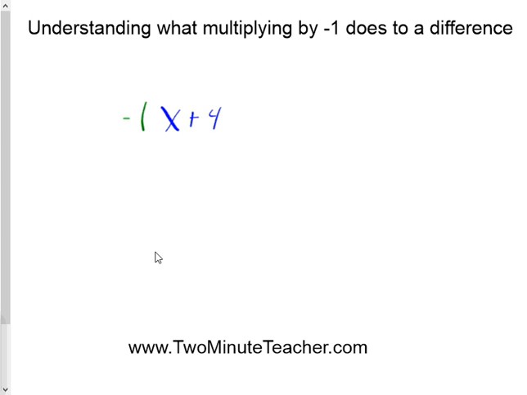Well, I can't just multiply one of them by -1. It's like putting a negative in front of it. Maybe you could even argue a -1 in front of a parentheses, and you distribute that, and you get negative x minus 4. So what's the point of this video?